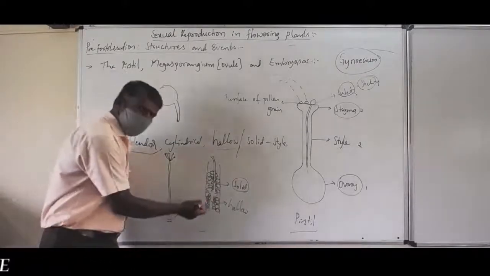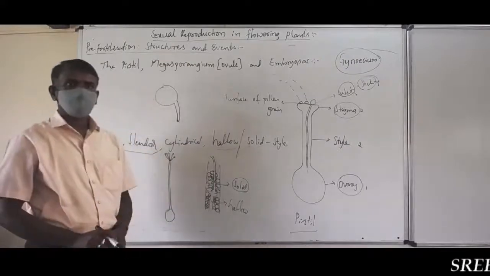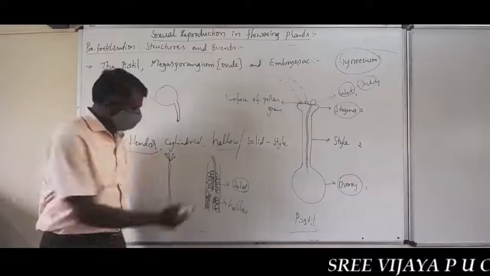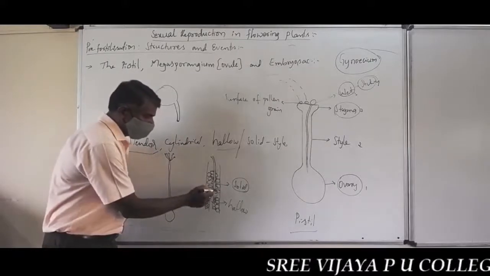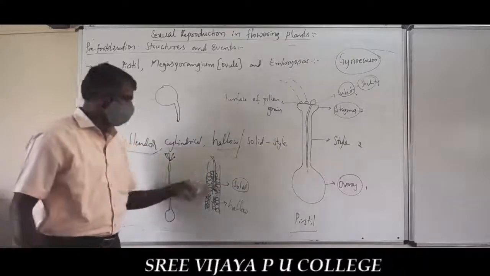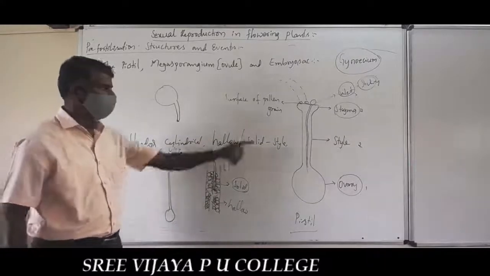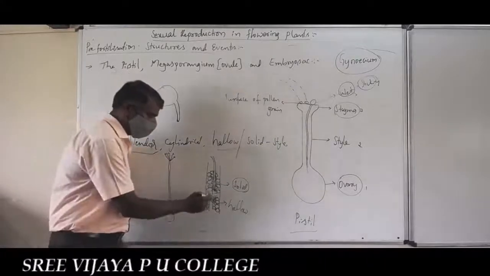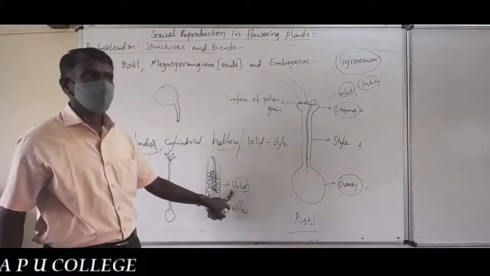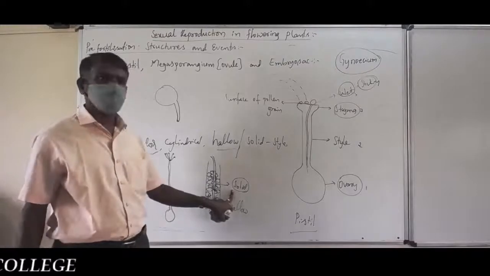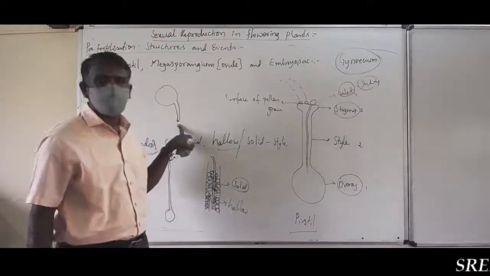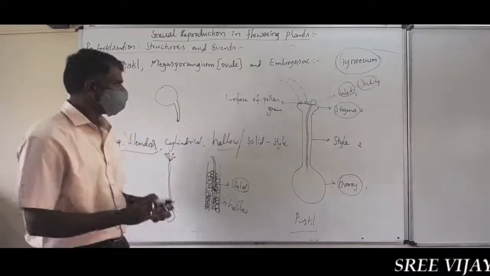If the style is hollow, the tube easily enters. If the style is solid, the digestive enzymes digest the tissue and make a path, a space in the solid style. So it helps the easy growth of the pollen tube in solid styles. If it is hollow, there is no need to release these digestive enzymes.